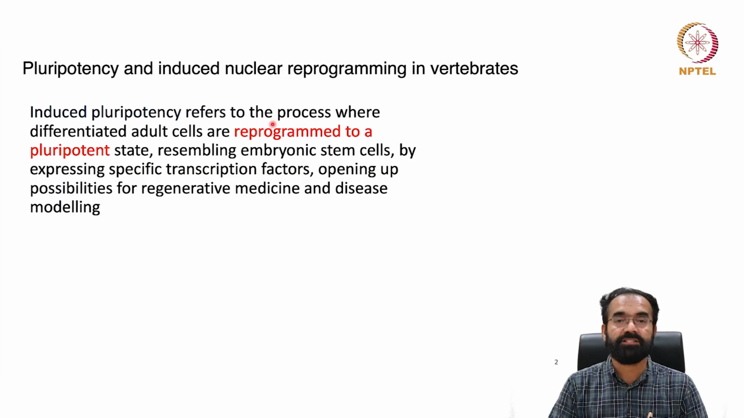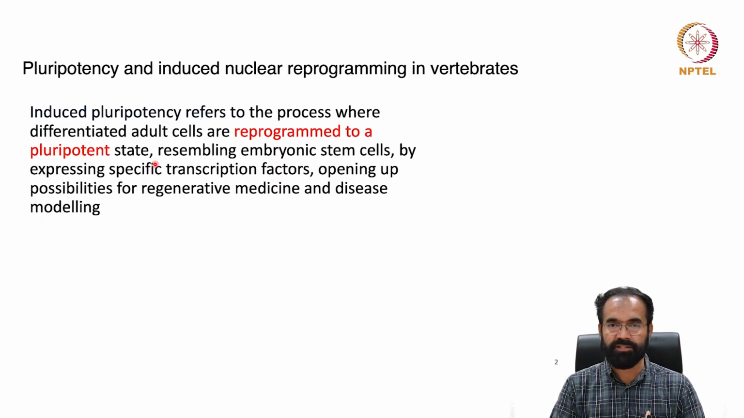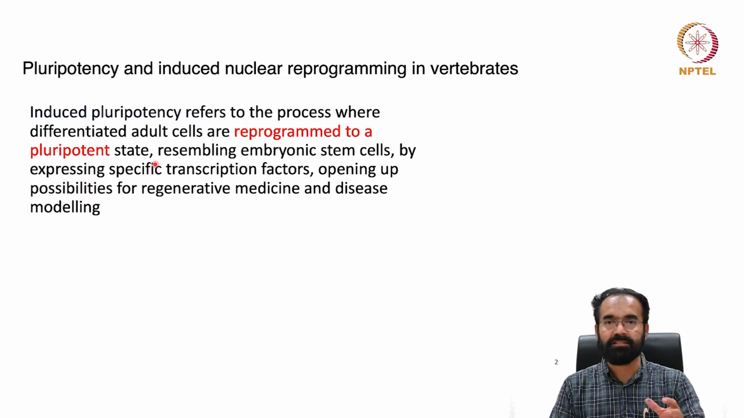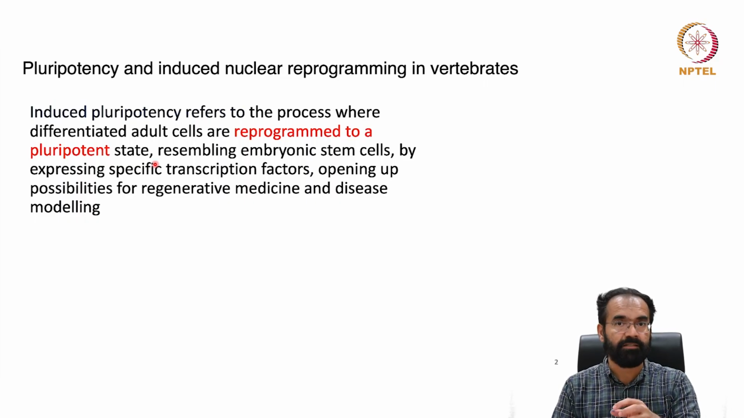So induced pluripotency refers to a process where differentiated adult cells are reprogrammed to a pluripotent state. One option is to have the embryo of that particular species, which has lots of ethical concern. The other option is to take the nucleus from, say, your skin cell, put it into an enucleated embryo of the same species and then allow it to grow. First the embryo forms as a group of cells, say morula, blastula, like that. The inner cell mass of the blastula you can collect and culture, which is nothing but your stem cell.